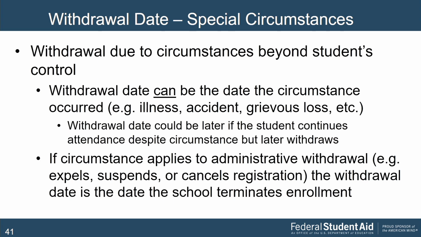For special circumstances, if it's a withdrawal because of circumstances beyond the student's control, it can be the date of the circumstances, such as an accident or an illness, or some sort of loss, something sudden that causes them to leave school. It could be later if the student continues attendance despite the circumstances, but then later withdraws. And this also applies to administrative withdrawals. If you expel, suspend, or cancel registration, the withdrawal date is the date the school would terminate the enrollment of that student.